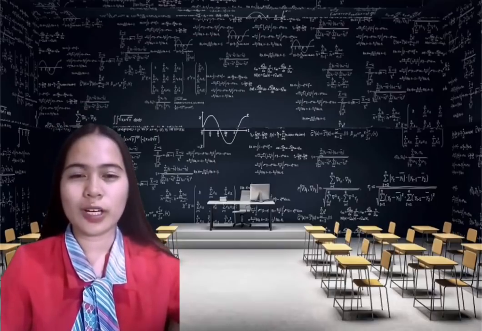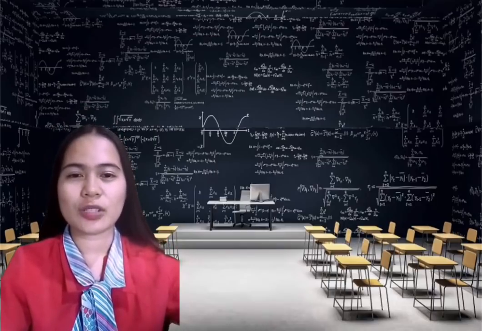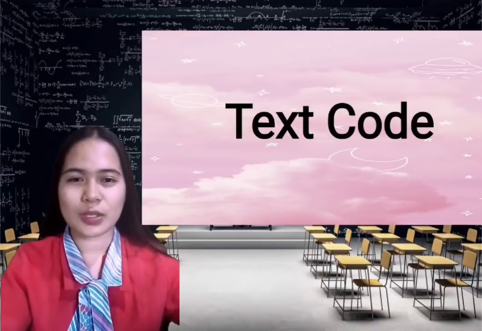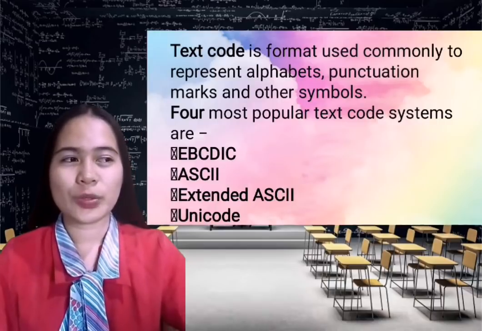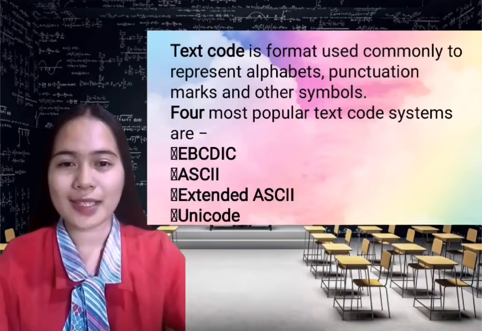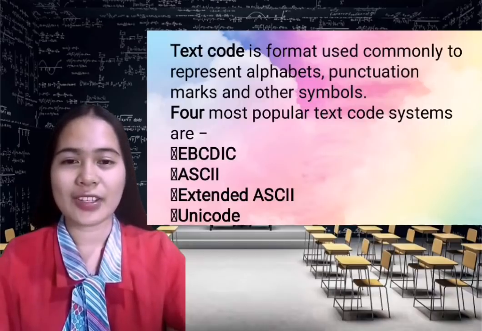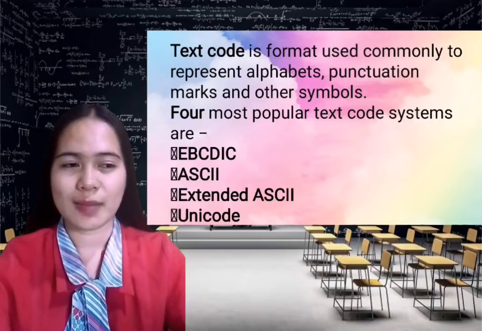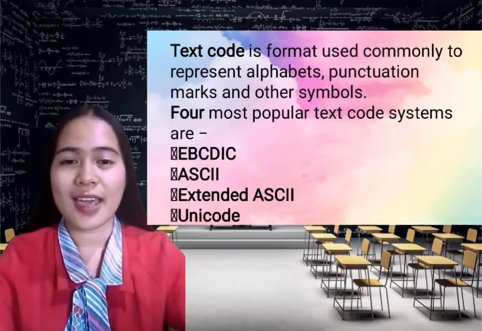So we will now move on to the next form of representation of data in a computer system, which is the text code. Text code is a format used commonly to represent alphabets, punctuation marks, and other symbols. It has 4 most popular text code systems. These are the acronyms of those: EBCDIC, ASCII, Extended ASCII, and Unicode.